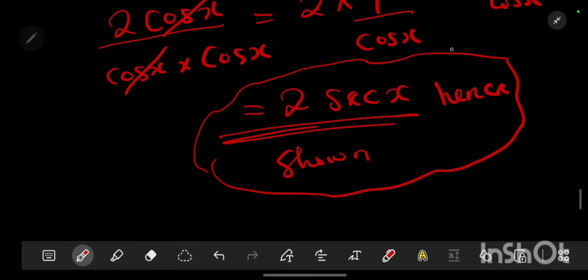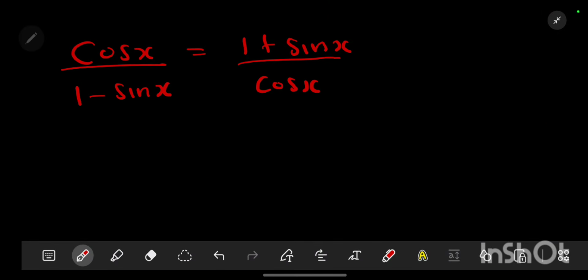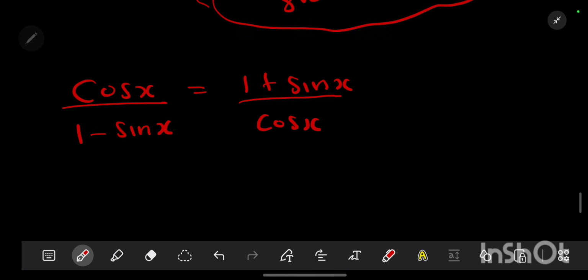Let's look at our next question. Let's look at this question. So we have cos x over 1 minus sine of x. So here, let's use which side.